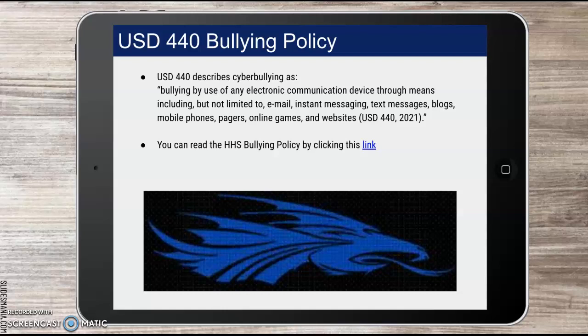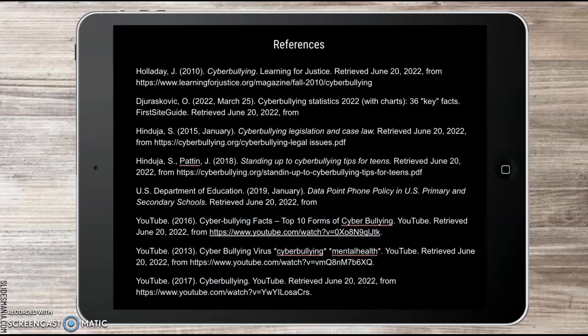The USD 440 bullying policy is here. And again, you can look this up on the USD 440 website. And you can read the bullying policy link right here as well. And here are my references.